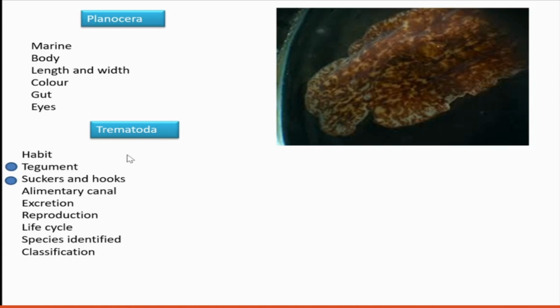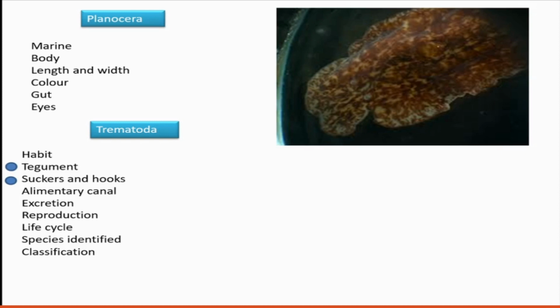First we need to understand its general features. The first point is regarding its habit. They are parasitic, meaning entirely parasitic. The other one that we learned just now is usually commensal. But Trematoda are parasitic.